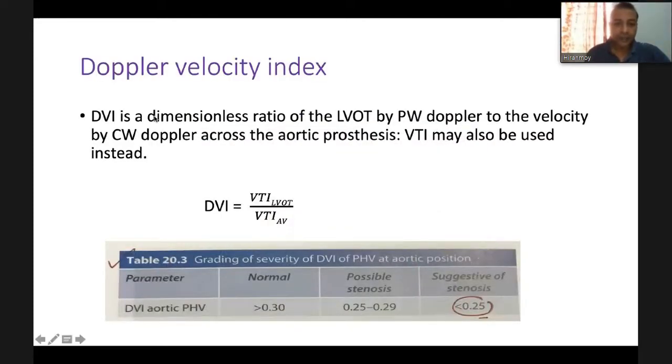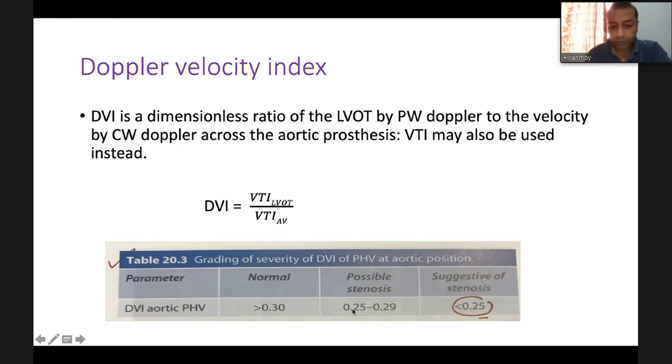Now, Doppler velocity index. You have to assess Doppler velocity index. What is Doppler velocity index? It is the dimensionless ratio of the velocity in the left ventricular outflow tract by pulse wave Doppler to the velocity by continuous wave Doppler across the aortic prosthesis. VTI may be used instead. The Doppler velocity index is the VTI of the left ventricular outflow tract by pulse wave Doppler divided by the VTI of the aortic valve by continuous wave Doppler. So for the Doppler velocity index of an aortic prosthetic heart valve, if it is more than 0.30, it is normal.